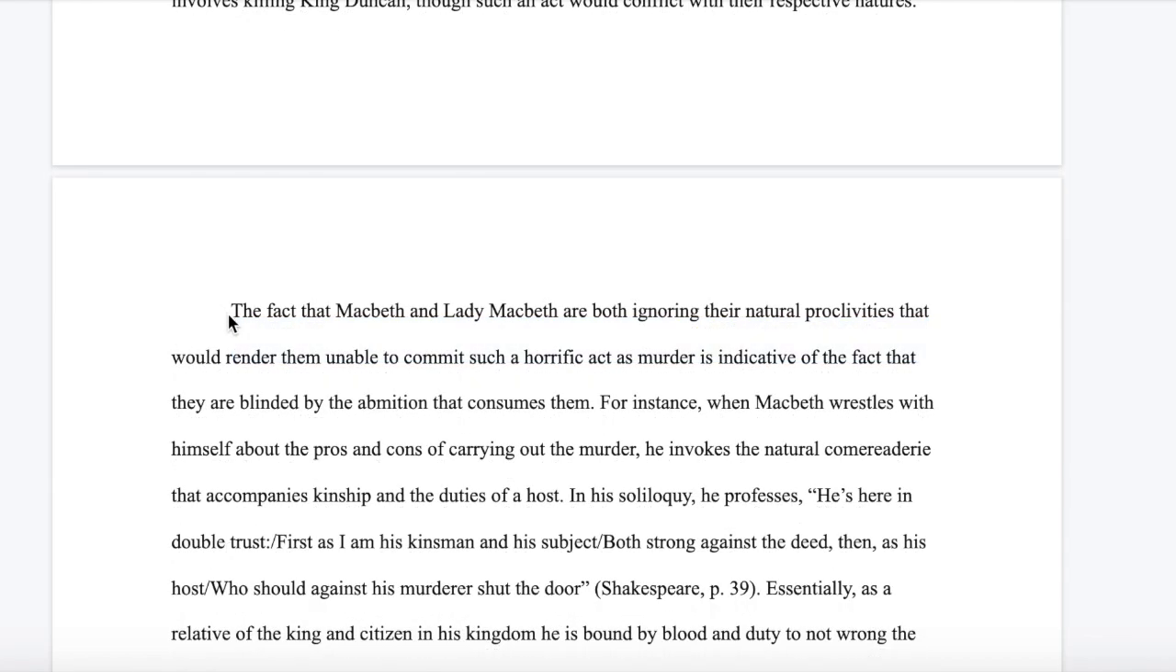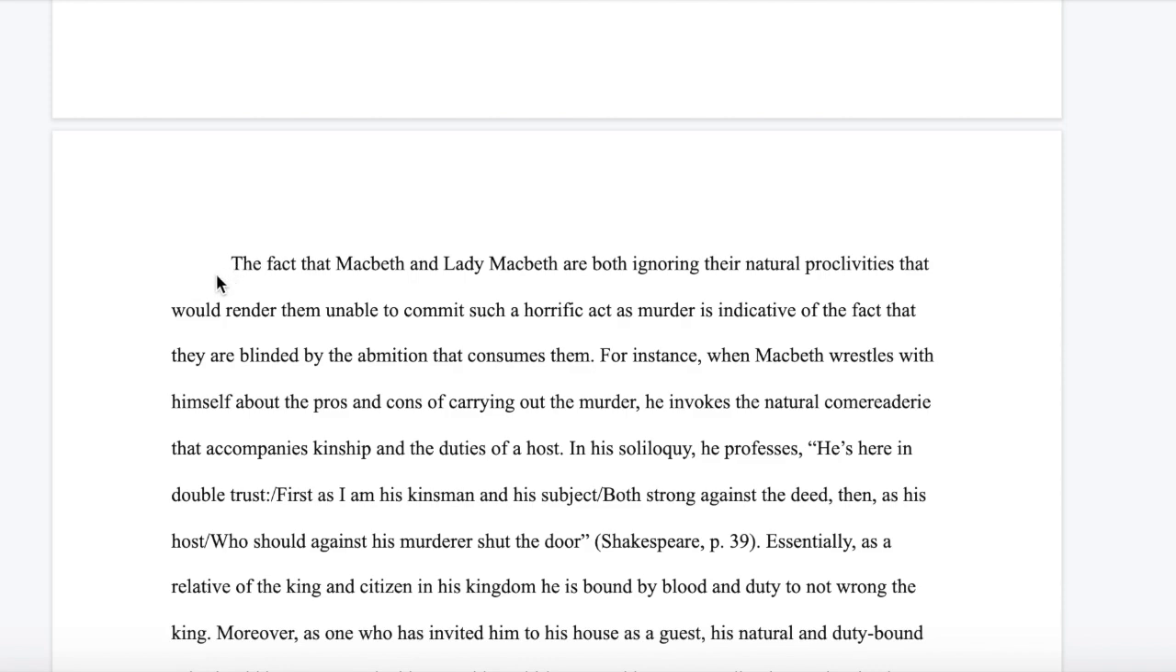This next paragraph is another subclaim. So it's a more specific version of the original claim that I had made in my thesis statement. Again, because I'm expounding on how the interactions of the characters are creating conflict that is going to be developing this theme about ambition. So I say one of the characters' interactions, what they're doing specifically, is that they're ignoring their natural proclivities.